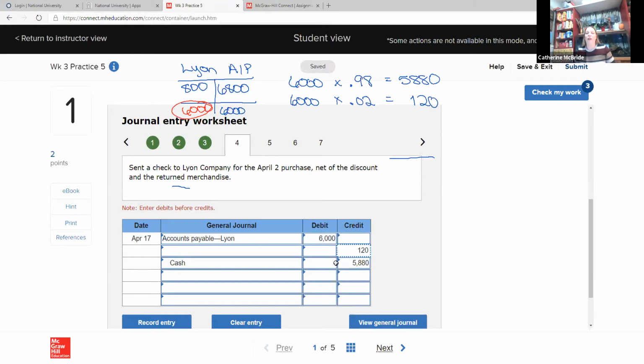In the perpetual method, we reduce the inventory account because I actually didn't pay that $120 for inventory. Whenever you're in doubt and you're doing perpetual, just think it probably goes to inventory. All right, are we good here?